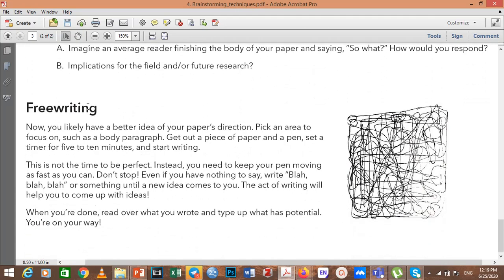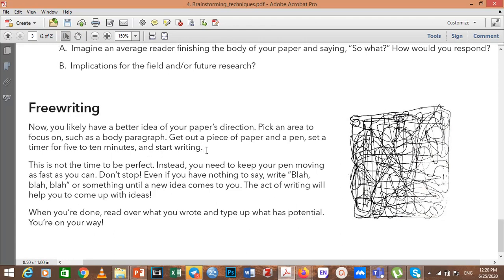You know the word free, right? I guess the title tells the meaning. So free writing is when you write something freely without concerning about everything. So as you can see in the example, you don't need to concern about everything. You just write down wherever you want to write, which point you want to write down, and whatever you can think of, write down. Now you likely have a better idea of your paper direction. Pick an area to focus on, such as a body paragraph. Get out a piece of paper, a pen, set a timer for 5 up to 10 minutes and start writing.